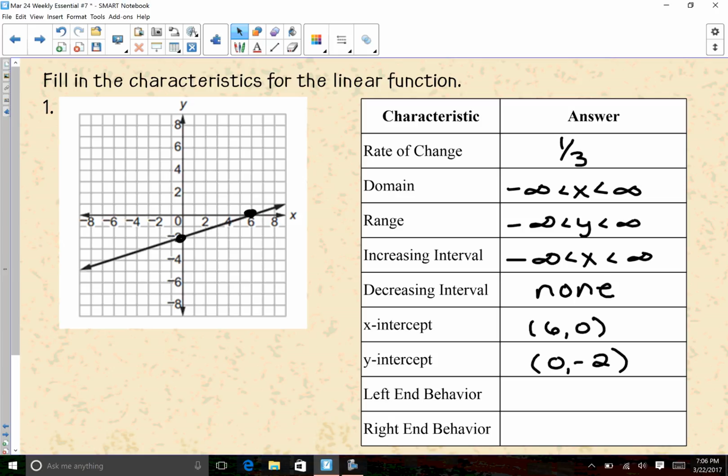On the ends of your graph, what are the behaviors? Well, on the left end of the graph, notice that we are going down, because if we keep going to the left, the line's going to keep going further and further down. And on the right end of the graph, notice that if I keep going up on the right, it's going up.